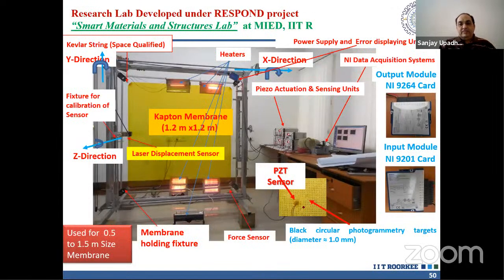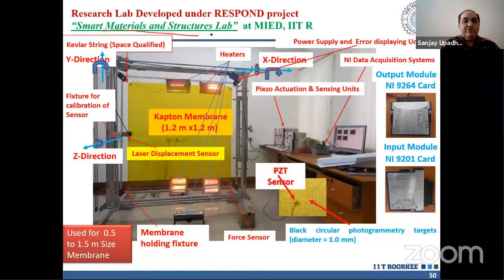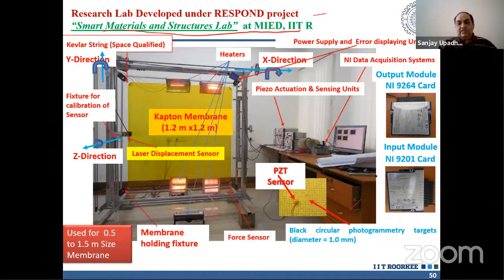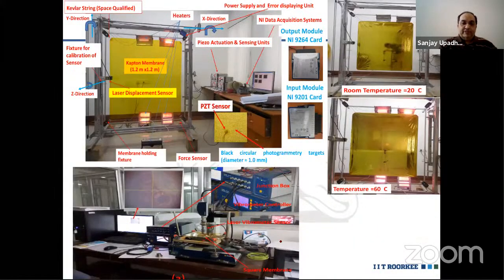This is the experimental setup where we have developed the smart material and structure laboratory at IIT Roorkee under the RESPOND project. Whenever you have time, please visit, and you can see our laboratory also. This is our experimental setup completely. This is the Kapton membrane, where we have studied the wrinkle area, wrinkle, safe control, and the rigidization part, and the deployment technique is still going on.